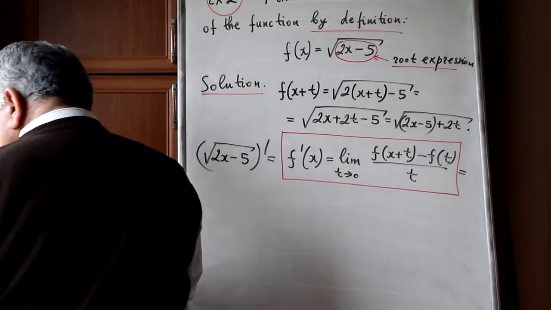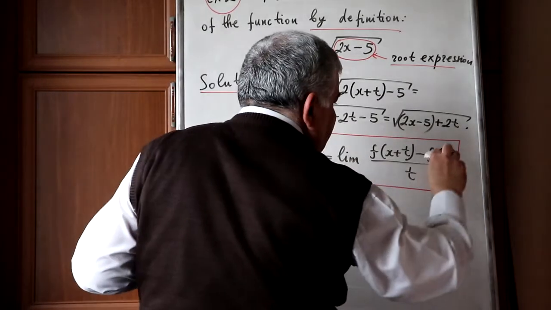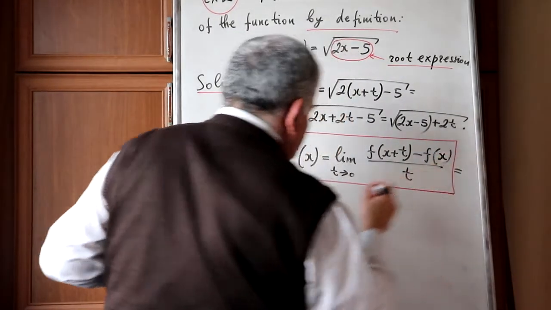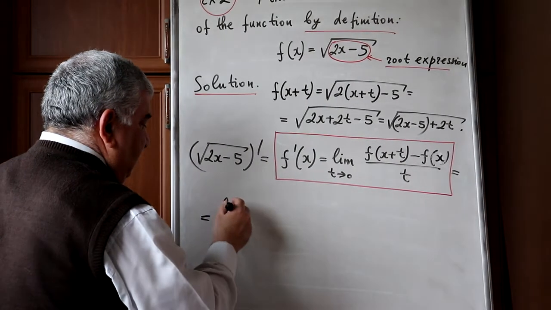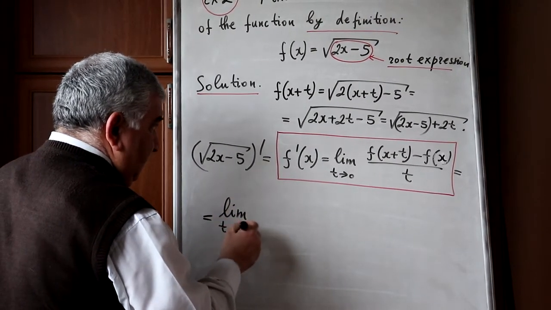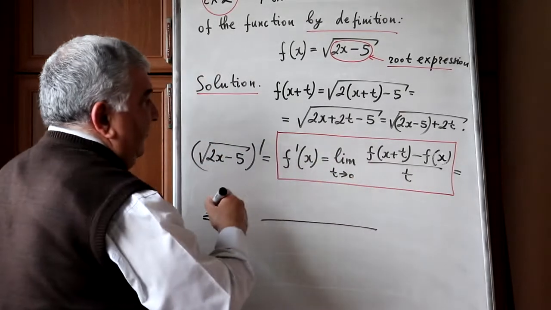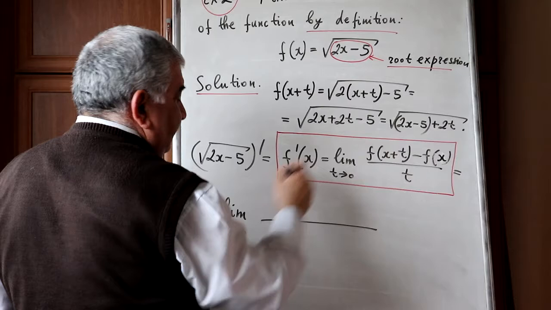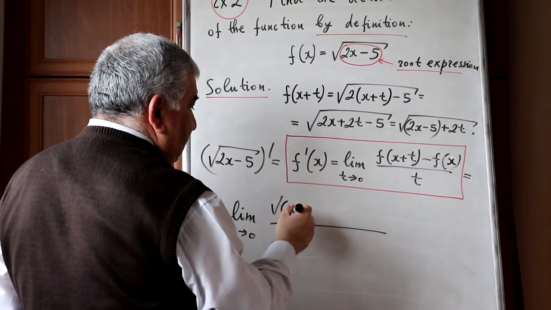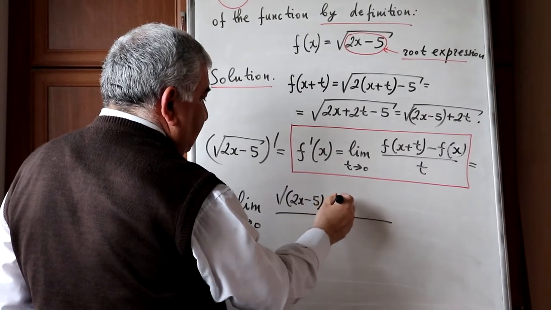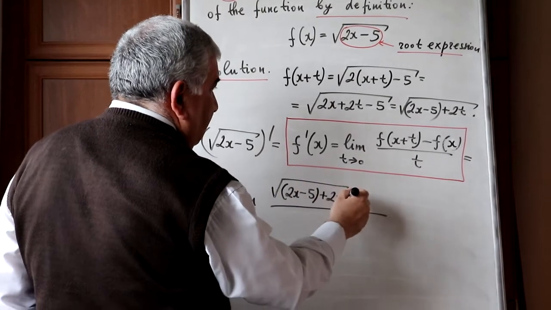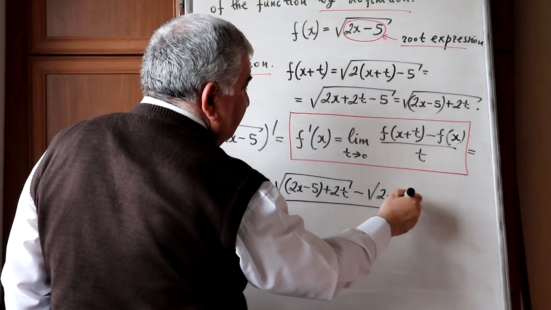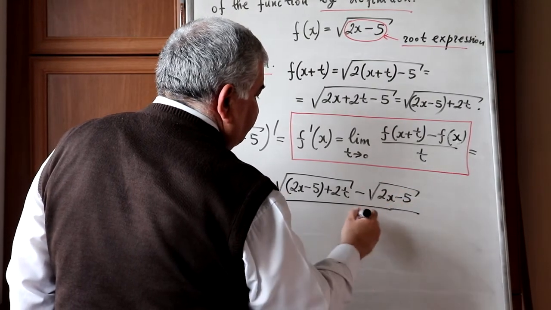I'm sorry, f of x. Now we must write f of x equals limit when t tends to 0, f of x plus t. F of x plus t is this root, square root of 2x minus 5 plus 2t, minus f of x, here according to condition square root of 2x minus 5, divided by t.